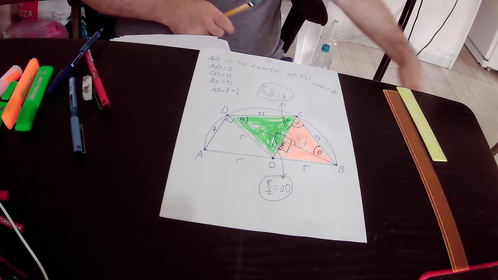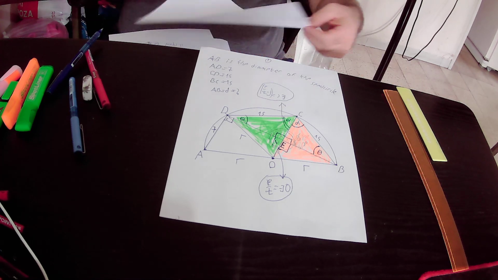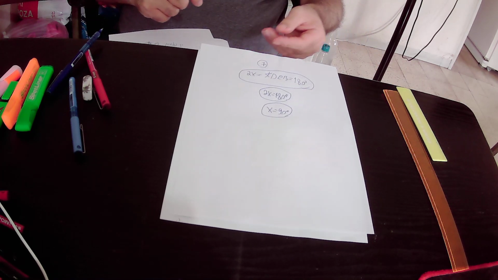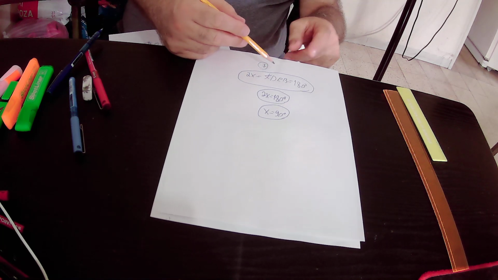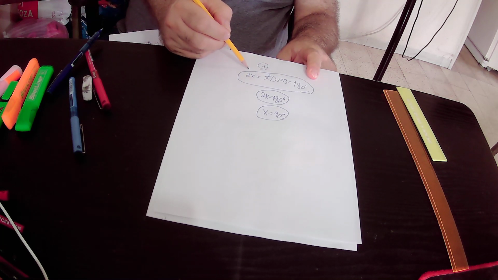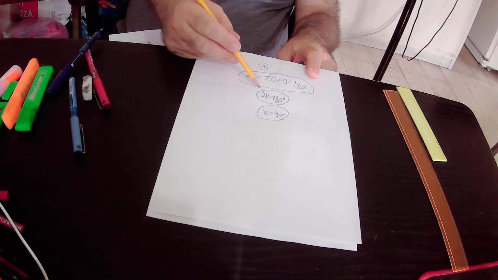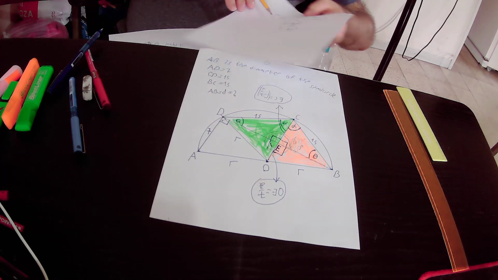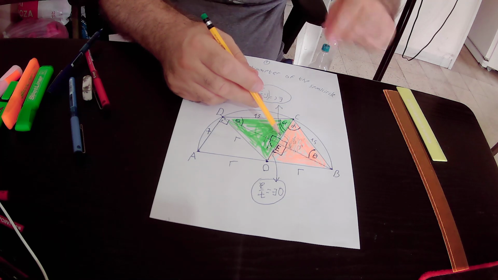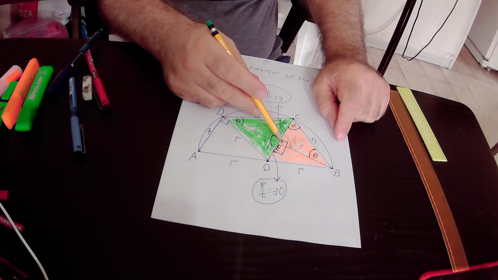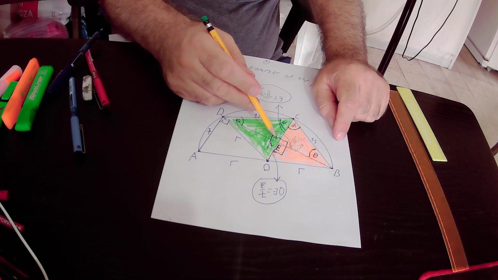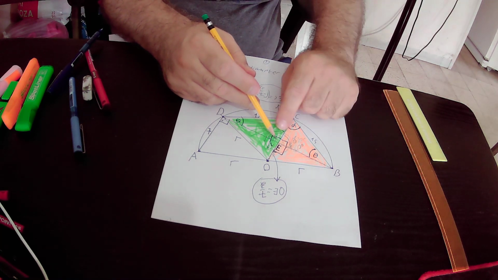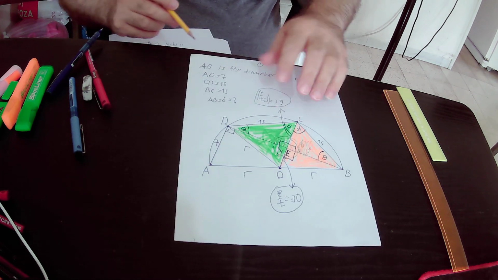So we actually have the equality that states that 2x equals angle DEB equals 180 degrees. From this equality we can conclude that 2x equals 180 degrees. And if we divide this equality by 2, we will get that x equals 90 degrees. Okay, so this is angle x, so it equals 90 degrees, and this is also angle x, it equals 90 degrees. So those two angles are equal to 90 degrees.